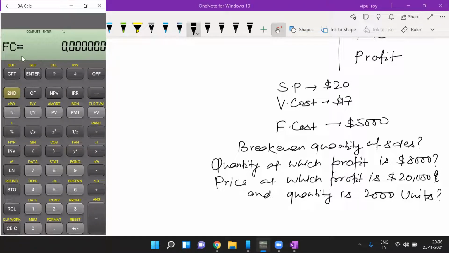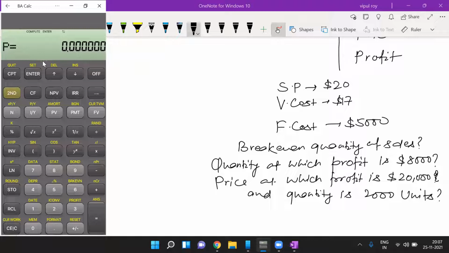The moment you press second 6, it is asking for fixed cost. How much is the fixed cost? Fixed cost is 5,000. So you have 5,000 as fixed cost. Enter. Then drop down to variable cost. How much is your variable cost? 17. So 17, enter. Then again drop down.